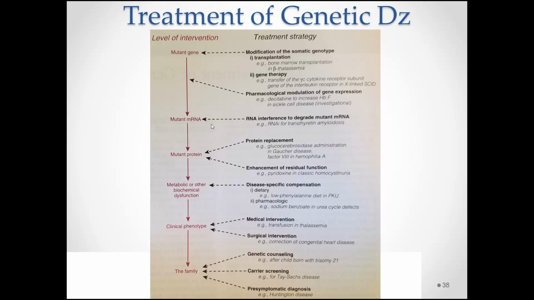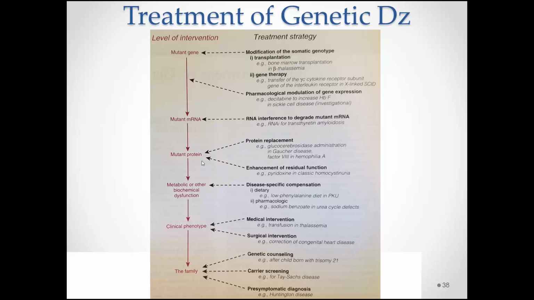Sometimes the treatments target the mutant messenger RNA, and there are therapeutic options to silence the mutant messenger RNA through a process of RNA interference, where we inject something into the cell that binds to the messenger RNA, preventing it from being transcribed, for instance, or resulting in the RNA being degraded.